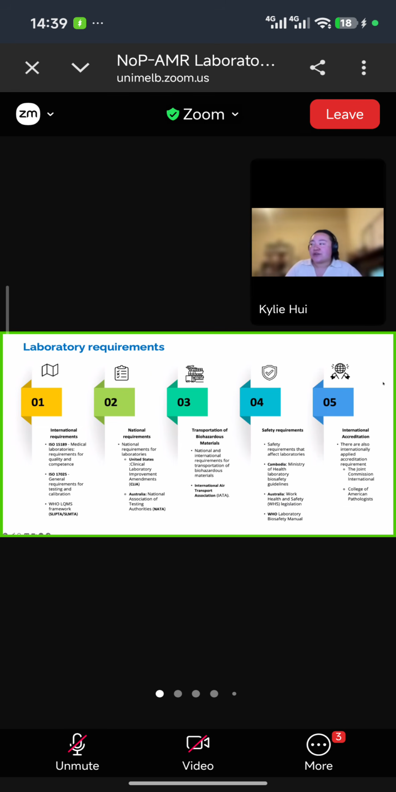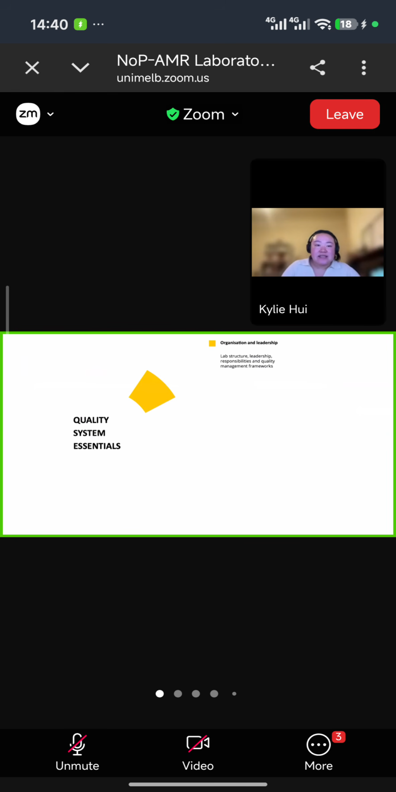Lastly, there's also international accreditation. There are internationally applied accreditation requirements, and this can be from, for example, Joint Commission International or the College of American Pathologists. So these are some examples of laboratory requirements.